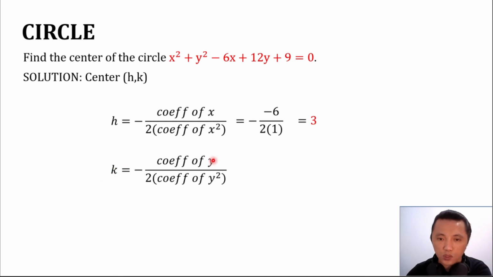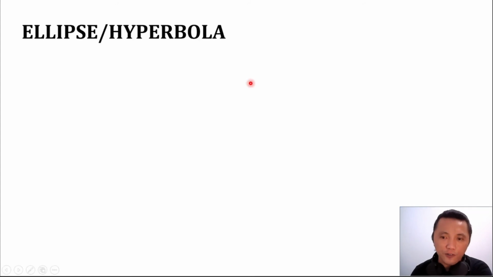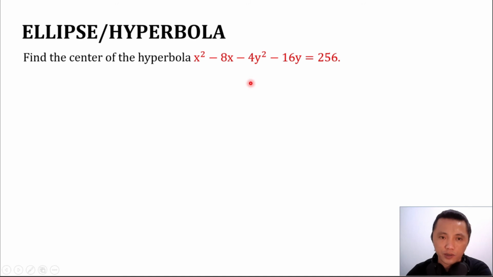For k, this is y, and this is y squared. So you have the negative value of 12, the coefficient of y, all over 2 times 1. So this is negative 6. And voila, your center is at (3, negative 6). Easy. Now for an ellipse or hyperbola, it's just the same as how you solve the center of the circle.